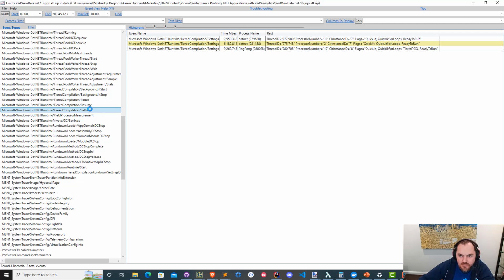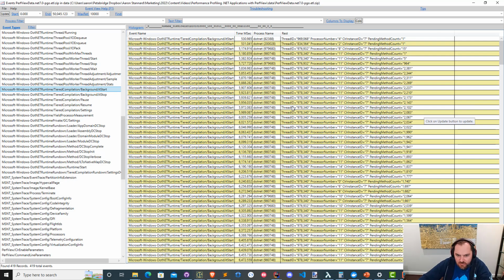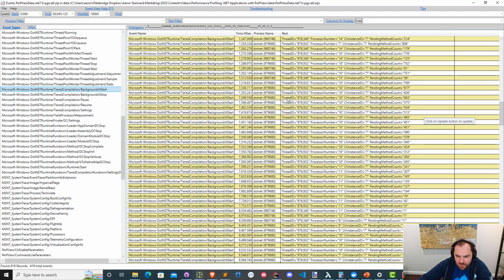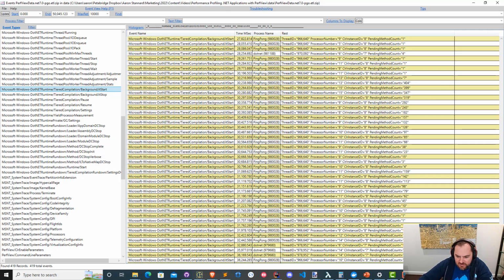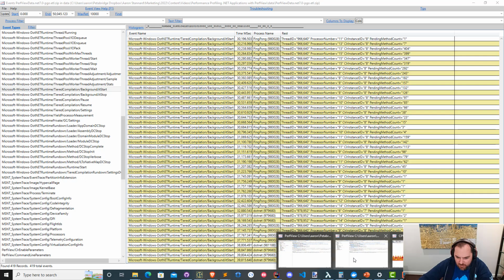Settings, take a look at this. Quick JIT, JIT for loops. Here we go, we can see some tiered PGO inside here. Okay, and if we see background JIT start, pending method count. Well, we can see some signs of tiered PGO running in the background there.